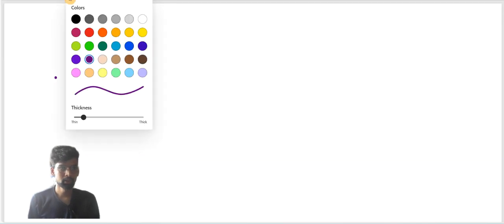Hello. So the topic for today's discussion is about the correlation coefficient. So what does the correlation coefficient actually signify? So let's start with it.